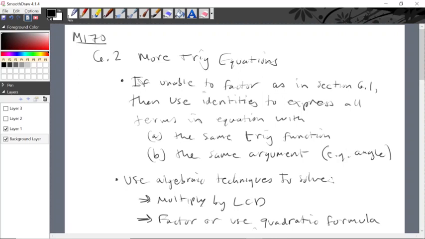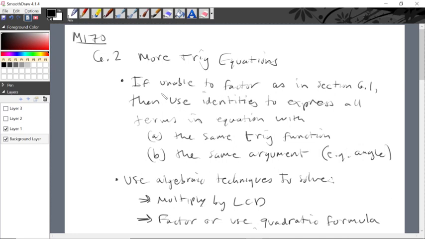In section 6.2, we'll be looking at some more trigonometric equations and how we can, in most cases, use identities in order to rewrite the equations so that we can then use appropriate algebraic techniques to solve these trigonometric equations. In general, if we are able to factor the equation, we've already seen examples like that in section 6.1.